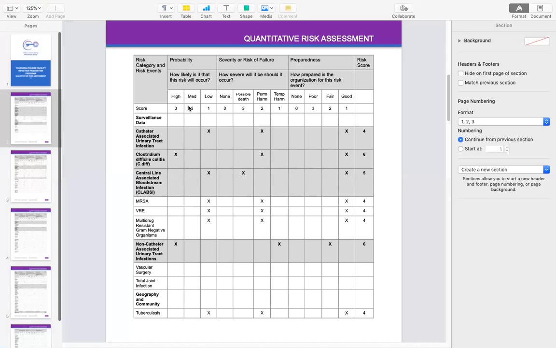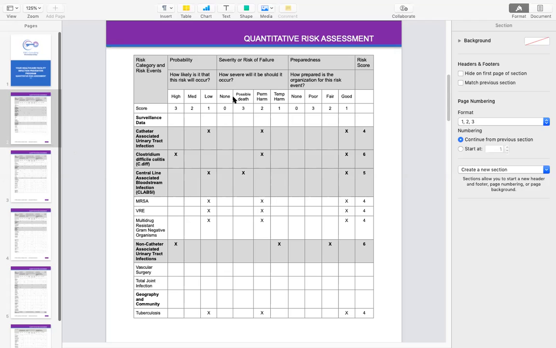I want to talk to you today about your quantitative risk assessment. You can have a different risk assessment than the one that I'm going to go over today, but I want to go over just some of the main concepts of how to develop a risk assessment, how to update your risk assessment, and how you come up with the different scores.